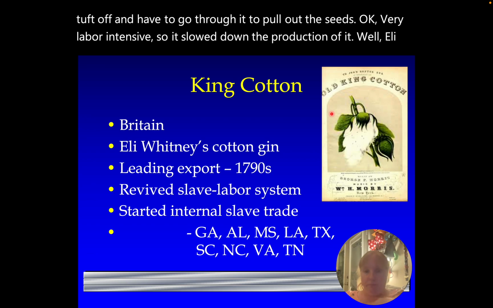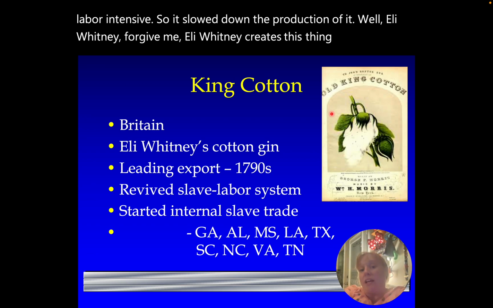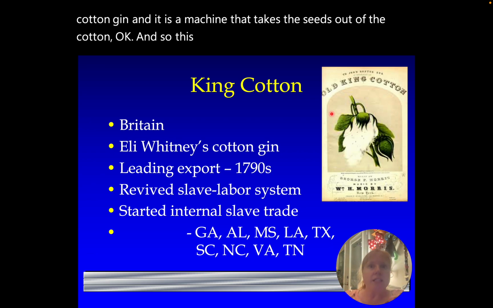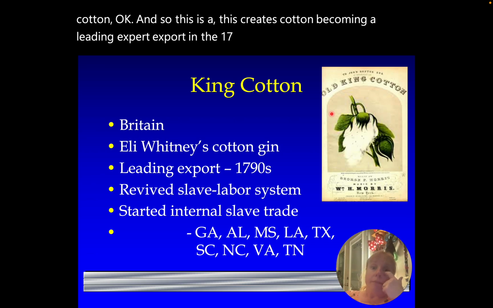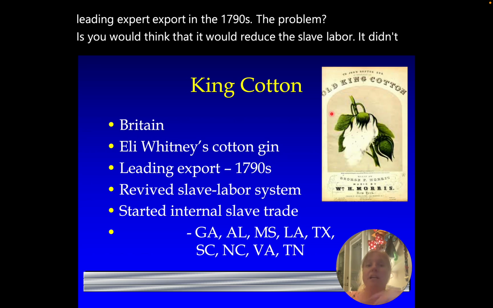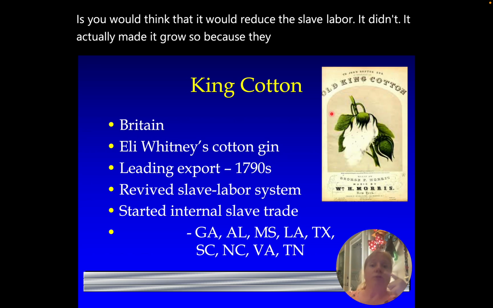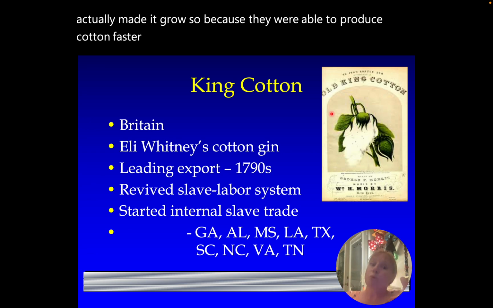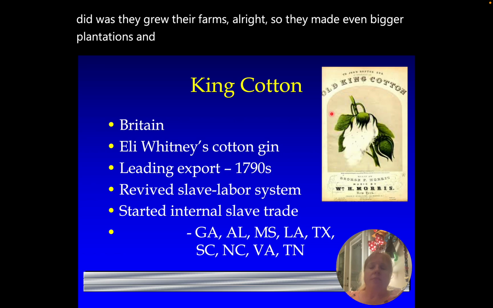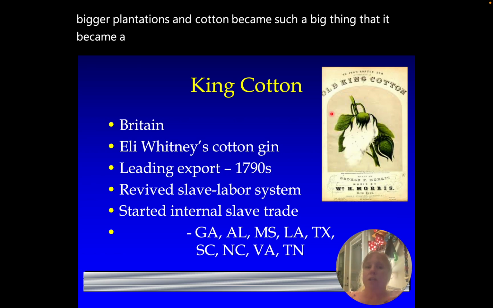Well, Eli Whitney creates this thing called the cotton gin, and it is a machine that takes the seeds out of the cotton. Okay, and so this creates cotton becoming a leading export in the 1790s. The problem is, you would think that it would reduce the slave labor. It didn't. It actually made it grow. So because they were able to produce cotton faster, they wanted to produce more of it. And so what they did was they grew their farms. All right. So they made even bigger plantations. And cotton became such a big thing that it became a status symbol. King Cotton became a way of life.